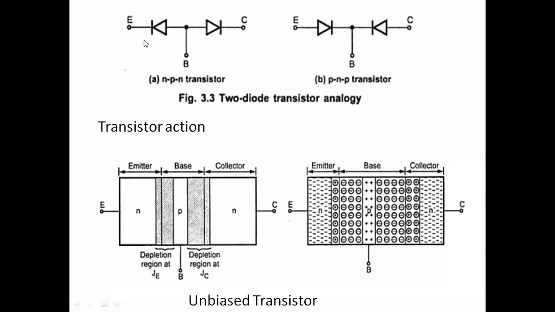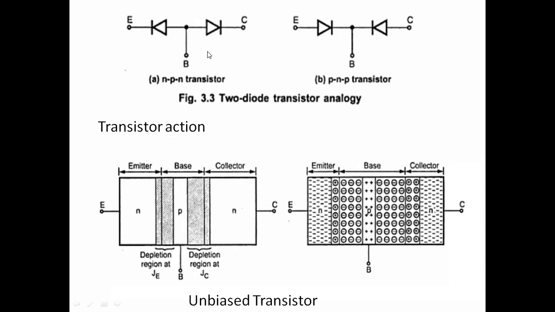This is one diode and this is another diode. When these two diodes are connected back to back, it is formed as an NPN transistor. But practically, if you connect the two diodes in such a manner, it does not work as a transistor. It does not work as a transistor when two diodes are connected like this.